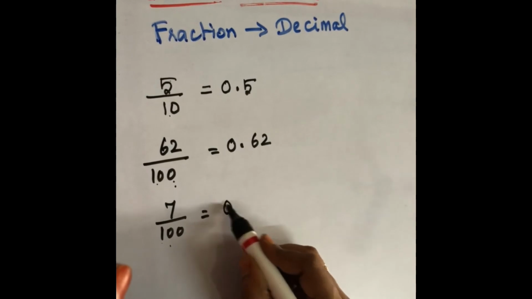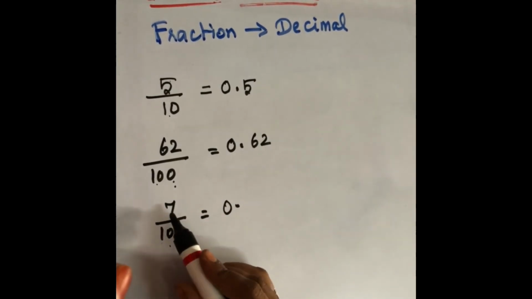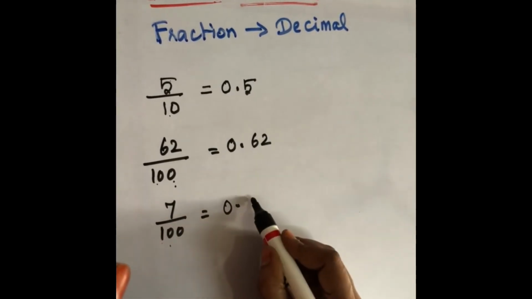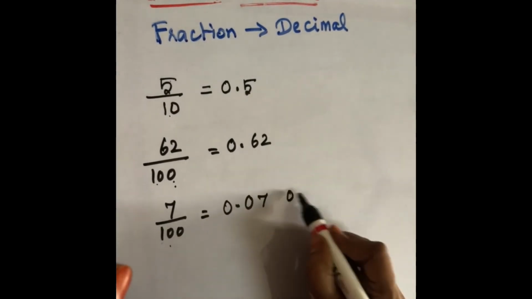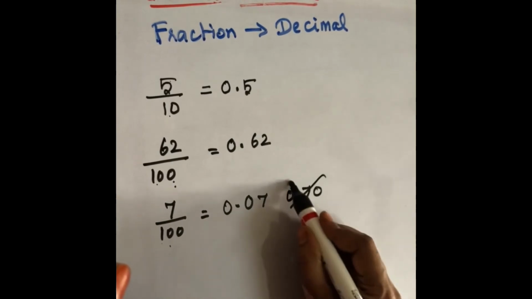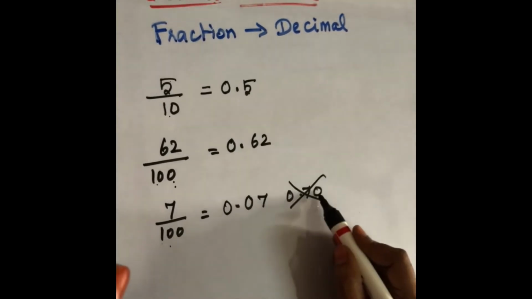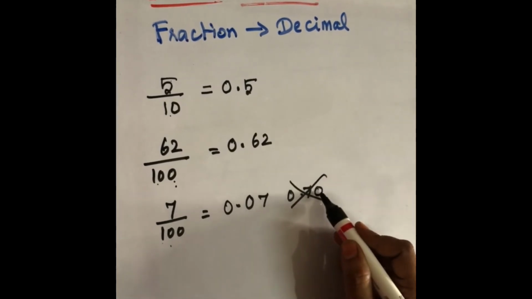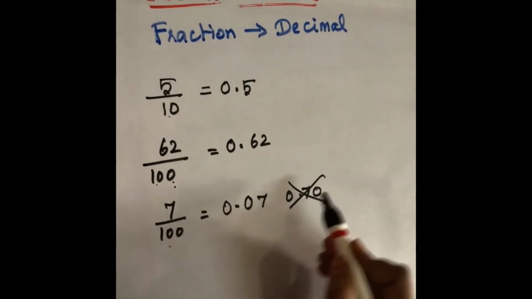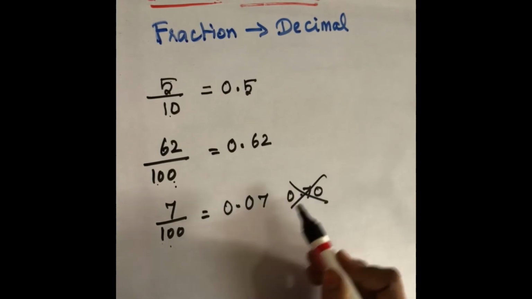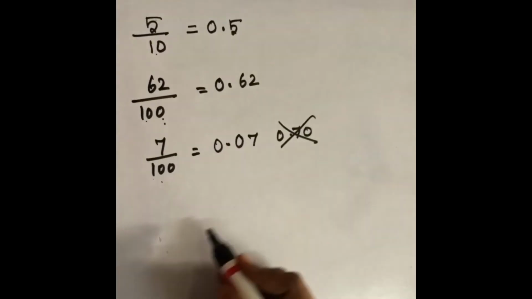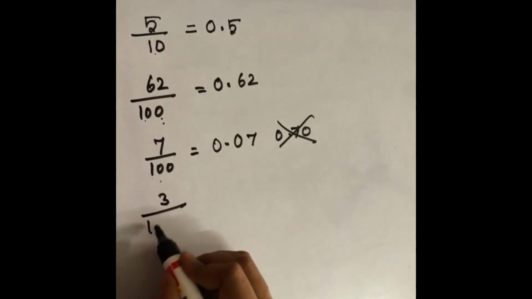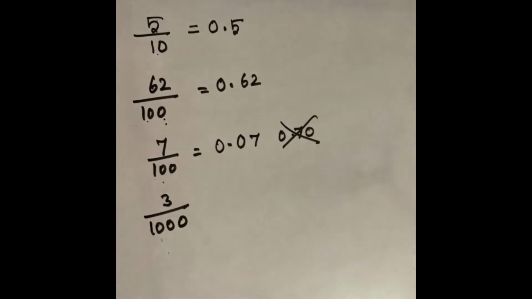Only one number is there in the numerator. So, you have to write 07, not 70. It is wrong. If 0 comes in the end of the decimal number, it has no value. So, 0 should come before 7: 0.07. Similarly, if 3 divided by 1000, what will come?